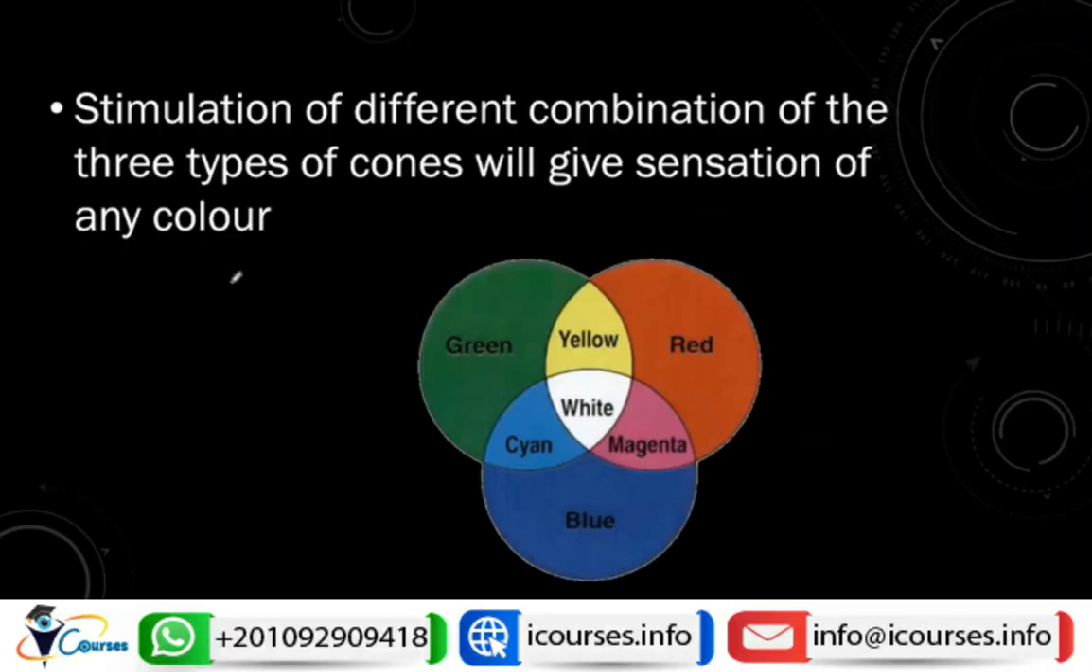And if we stimulate different combinations of these three types of cones, this will result in different colors. So we can see the yellow color by equal stimulation of the red and the green. We can see the cyan by stimulation of the green and the blue cones. We can see the white by stimulation of the red, the green, and the blue cones. So this was the first acceptable theory to explain color vision.